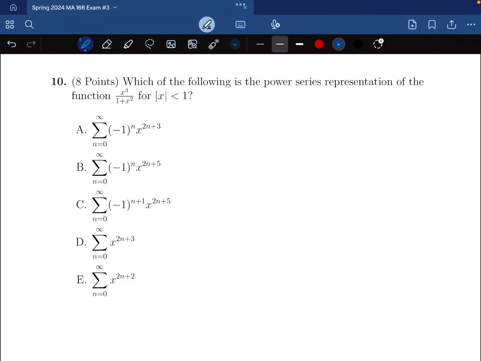Okay, question 10 asks, which of the following is a power series representation of the function x cubed over 1 plus x squared for absolute value of x is less than 1? Okay, so the power series representation of a function is essentially a way to rewrite a function as the sum of different polynomial terms. So essentially a way to rewrite it as a polynomial.